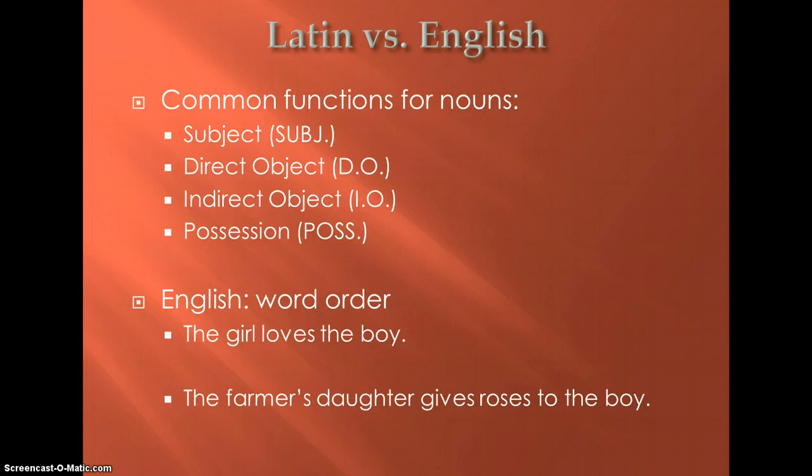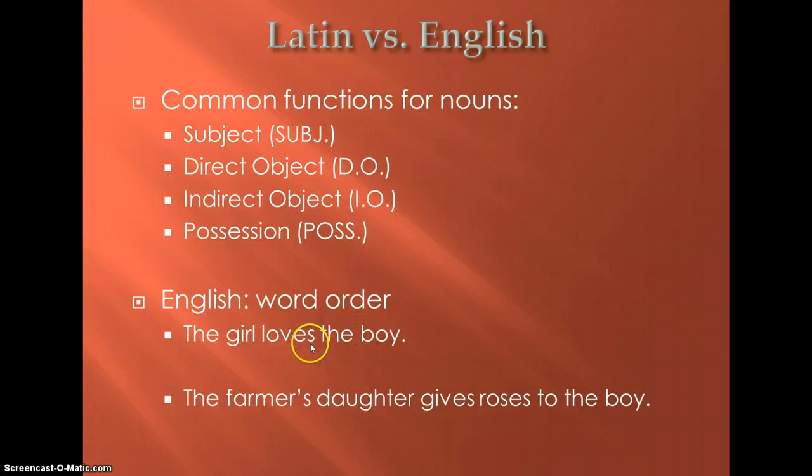Now, knowing what the functions are for nouns is one thing, but being able to figure out the functions is completely different. In English, we can figure out the functions of the nouns based on the word order, so where the noun is placed in the sentence. This works for simple sentences and also more complex ones. So let's look at this first simple sentence. The girl loves the boy.